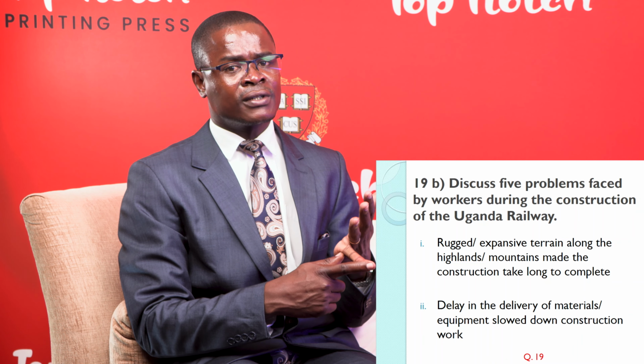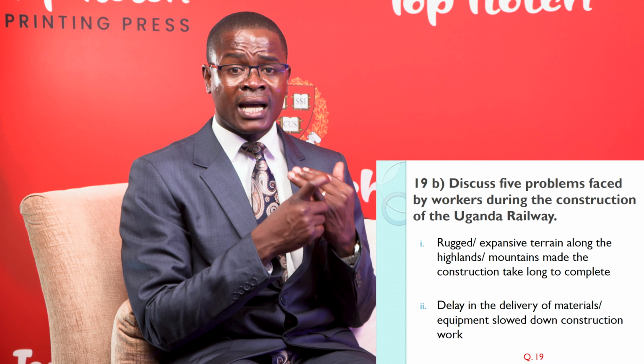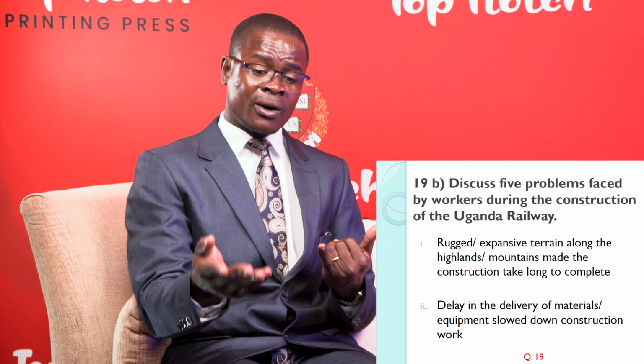Then number two, delay in the delivery of materials. Delay in the delivery of materials or equipment slowed down construction work. Remember, there was no clear means of transport. There were no clear roads at this time for movement. That's why they were constructing the railway. And therefore, the transportation of the materials or equipment needed in the construction of the railway was a challenge, and therefore there were always delays in their delivery.